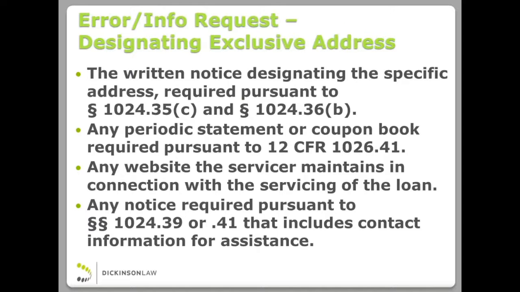At your option, you can designate an exclusive address where you will receive notices of error and information requests. You don't have to. So here's what happens if you don't. If you don't designate an exclusive address, then your borrowers can send their error notices or information requests to any bank location, and it's going to trigger this timing. You'll have to acknowledge receipt within 5 days, investigate it, and respond generally within 30.